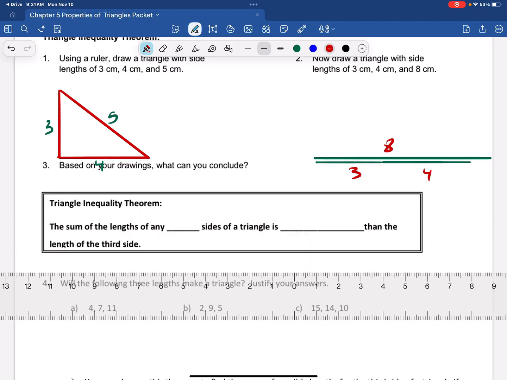So based on your drawings, what can you conclude? I want y'all to write real quick. What do you think this means?